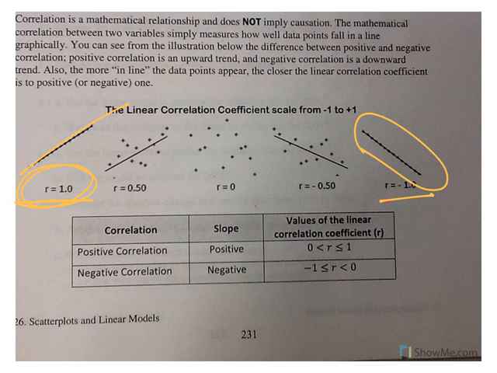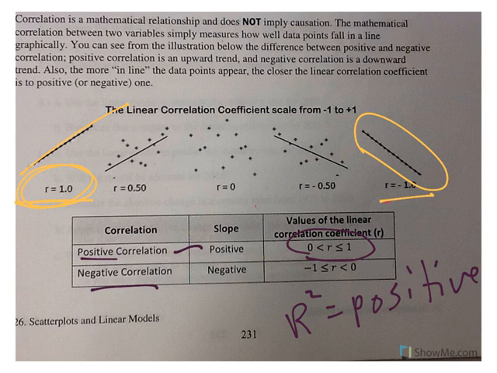Okay, so you can see in this graph here the difference between positive and negative correlation. Positive correlation has a positive slope, and your correlation coefficient is going to be between 0 and 1. If it's negative, it'll be between 0 and -1. So you do have to pay attention, because R squared is always going to be positive, always. So when you take the square root, you're going to have to decide if you're going to put a negative in front of it or not based off of your data.